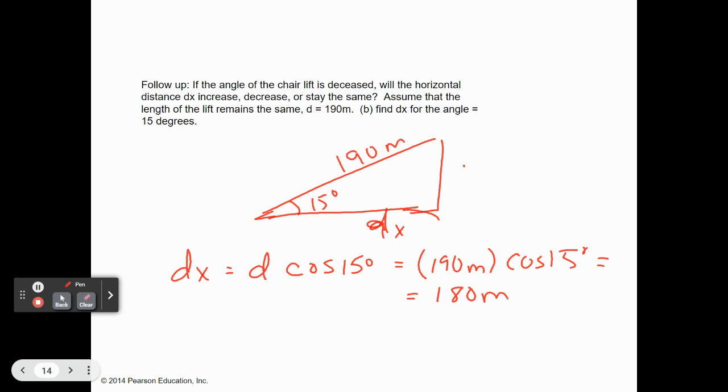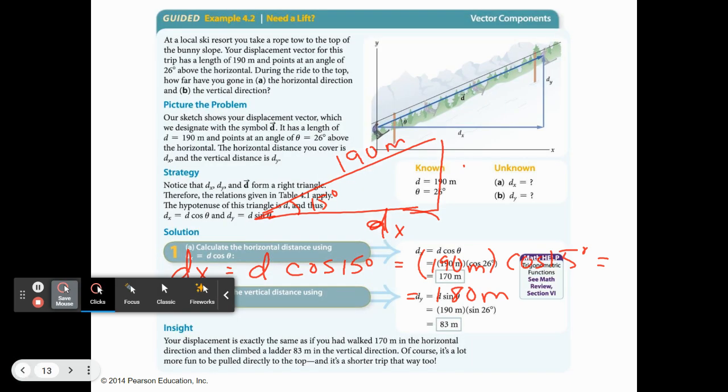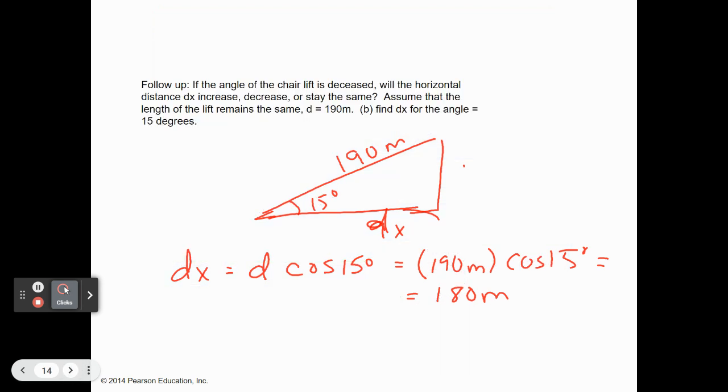So will the distance dx increase, decrease, or stay the same? So if we go back to the previous slide, we see that it increased. In the previous slide, it was 170. Now it is 180.